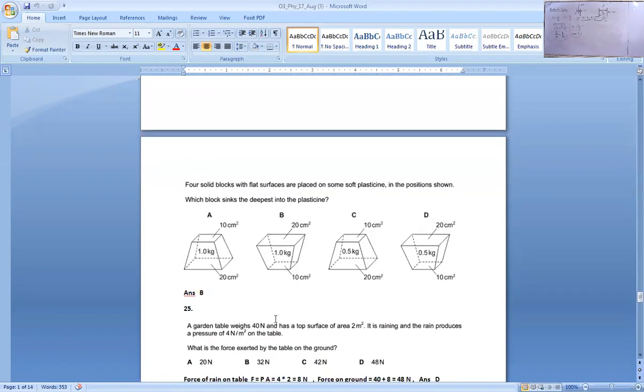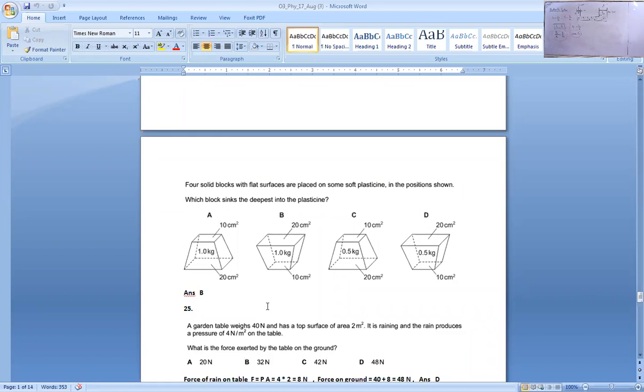Number 24. 4 solid blocks with flat surface are placed on the soft plasticine in the position shown. Which block sinks the deepest into the plasticine? Pressure on the plasticine depends on two factors: weight and the area. Weight is a force which is acting downward, and the area is in contact with the surface. So the pressure is calculated by force over area.